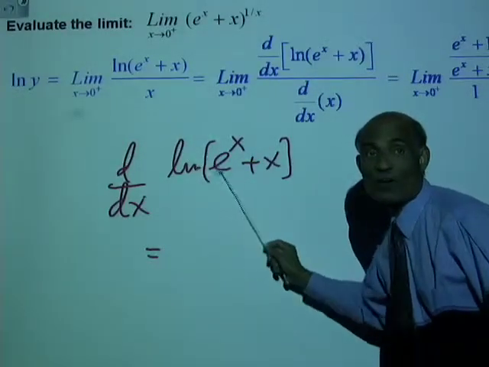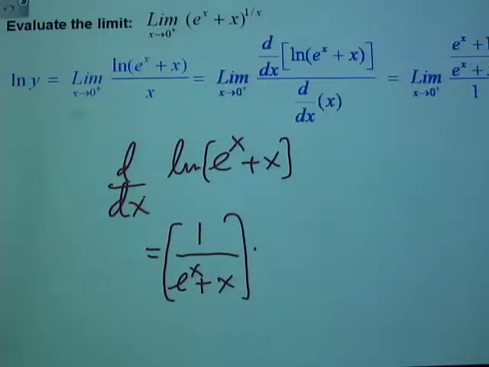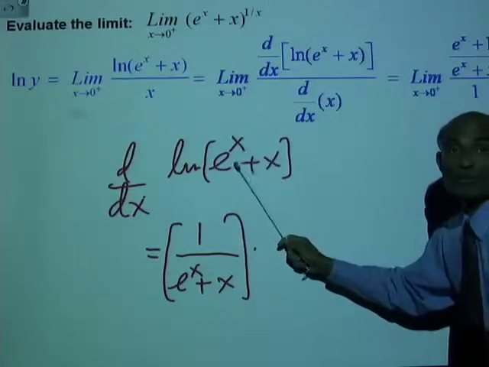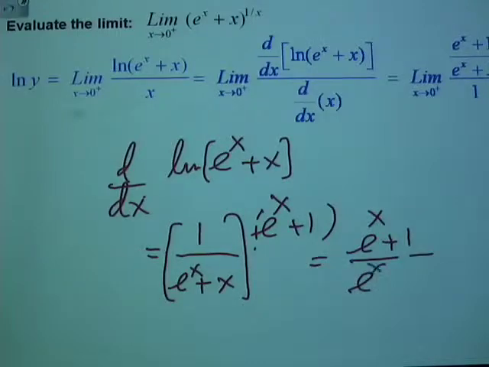The derivative of ln of a quantity is 1 over that quantity, which is e to the power of x plus x, multiplied by the derivative of that quantity. Now the derivative of e to the x plus x is e to the x plus 1. So that gives you e to the x plus 1 in the numerator and e to the x plus x in the denominator.